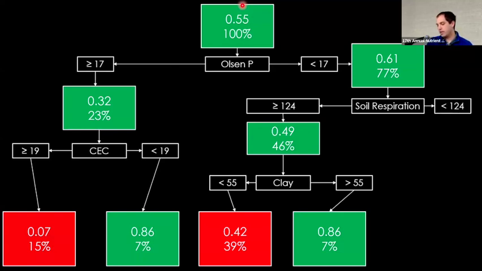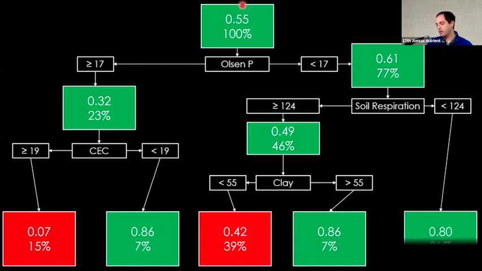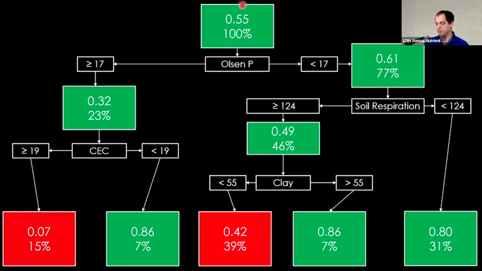The other aspect of this is if you're below 124 in your soil respiration, so lower soil respiration, that's when you definitely had the highest chance. So low soil respiration, less microbial activity, gives you a higher chance of needing to respond to phosphorus fertilization.